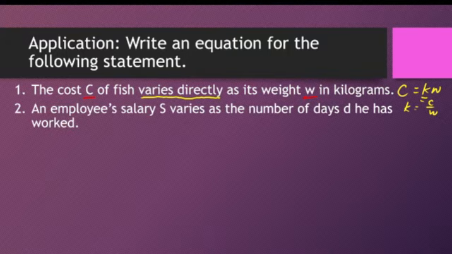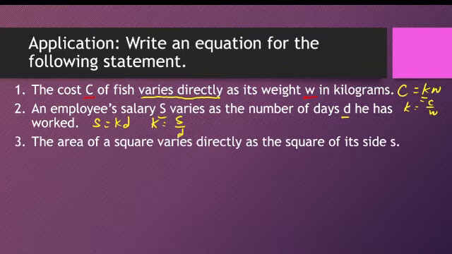Let's have another. An employee's salary S varies as the number of days D he has worked. So we use S and D here. Okay, so we represent the salary with the big letter S. As the working time gets longer, the salary gets bigger. Okay, so they are both increasing. So that is S equal to KD. So for the constant, we isolate S over the variable beside K, which is D.